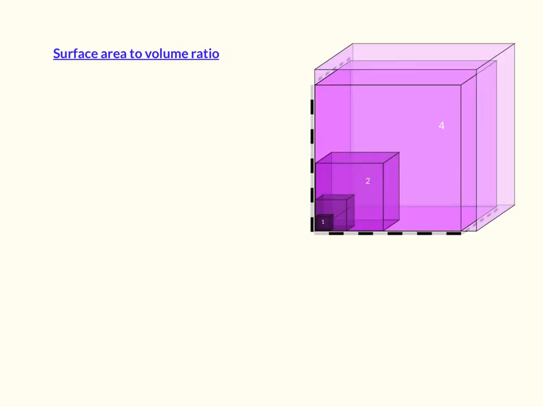Even though cells come in different sizes and shapes, surface area to volume ratio is a limiting factor for cell size. This is illustrated here. Cube number 1 is 1 centimeter wide, 1 centimeter tall, and 1 centimeter deep. To calculate the surface area for cube number 1, we multiply length times height. This is the surface area for one side. We multiply this by 6 since there are 6 sides in a cube.